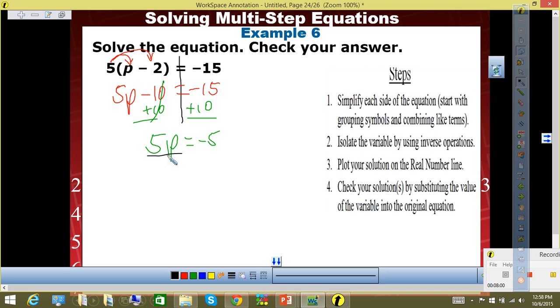In our last step, divide by 5. Divide by 5. Giant 1. This is p equals negative 1. Hands up if you got that. Okay. From there, I said check.